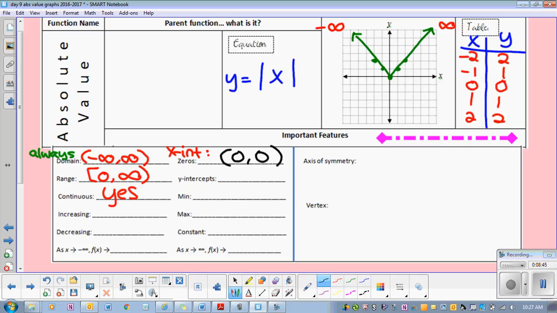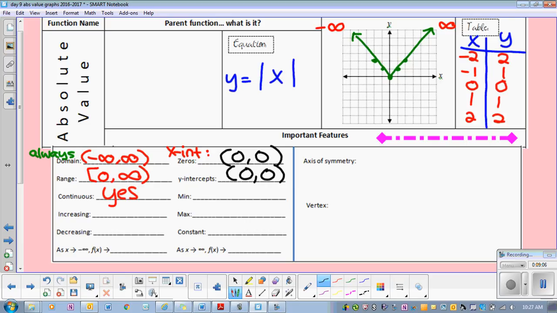How about the y-intercept? Is there a y-intercept? Yeah, Kevin, where? 0, 0. You know what? I love that about the parent function. For most of these graphs, a lot happens at 0, 0.